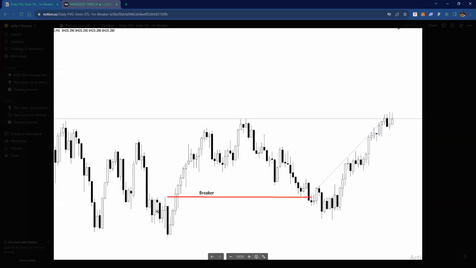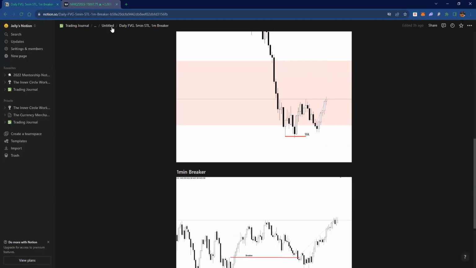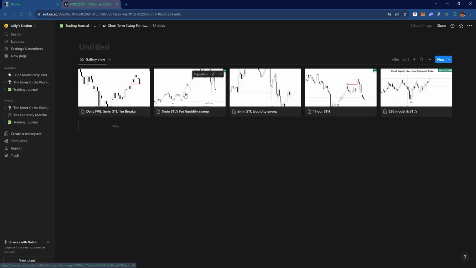And there's the 1 minute trade off of that. We have a breaker. We bought right here and sold right here, selling to the winning buyers, breakout traders. Yeah, so we'll go for our next one.